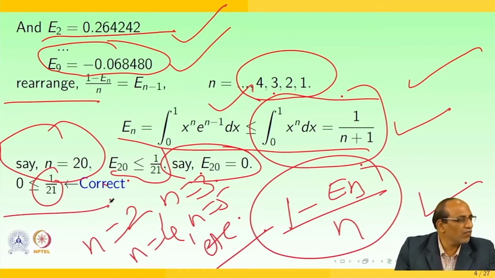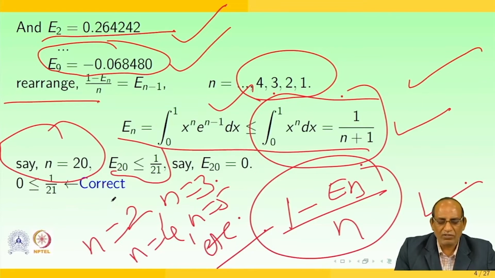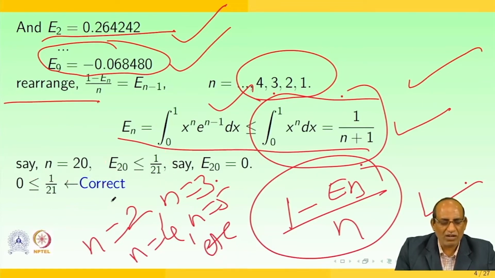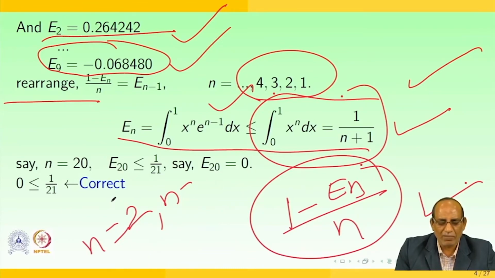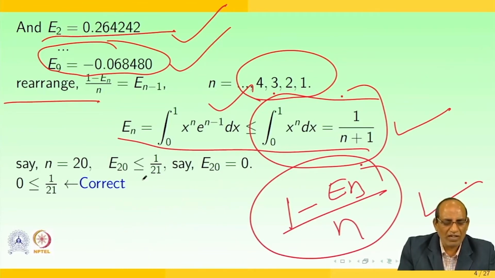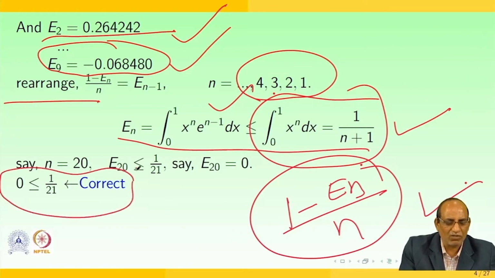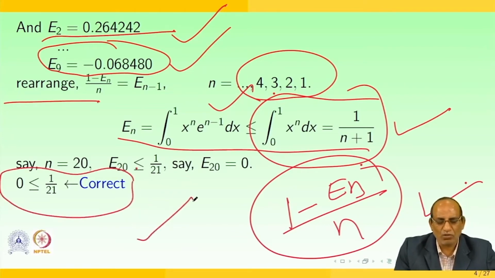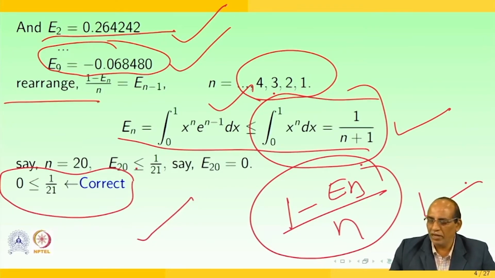Essentially, what we do is, when you try to see that the values are actually finite digit arithmetic, it is helping a lot. So here 1 by 21 is greater than or equal to 0, which is correct. So that's how you do the computation using the finite digit arithmetic.